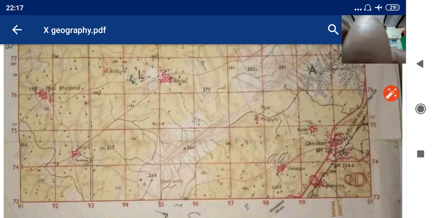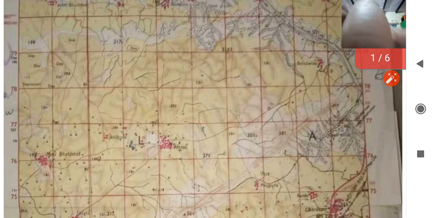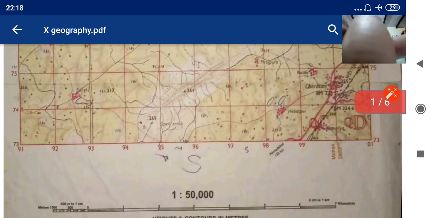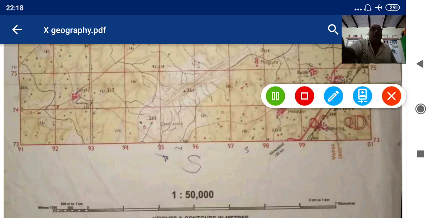74. See, in the 95, 74, the drainage pattern will be radial, not disappearing. But as a whole, in the southeast part of topo sheet, we have disappearing drainage pattern, and this is the way how we can find out the drainage pattern. Study this pattern, the whole topo sheet, and if you have any doubt, you can consult me on WhatsApp.